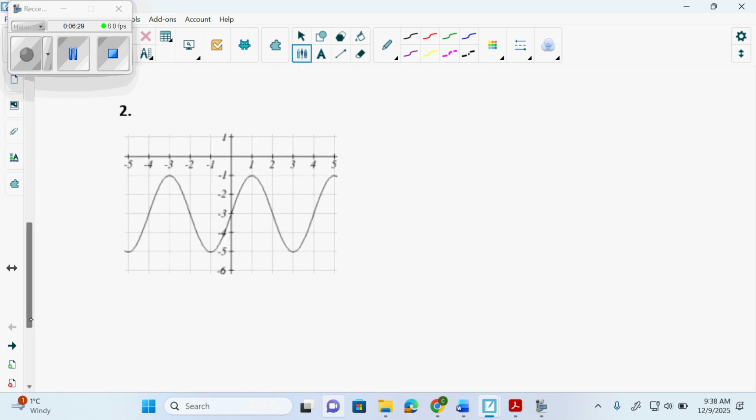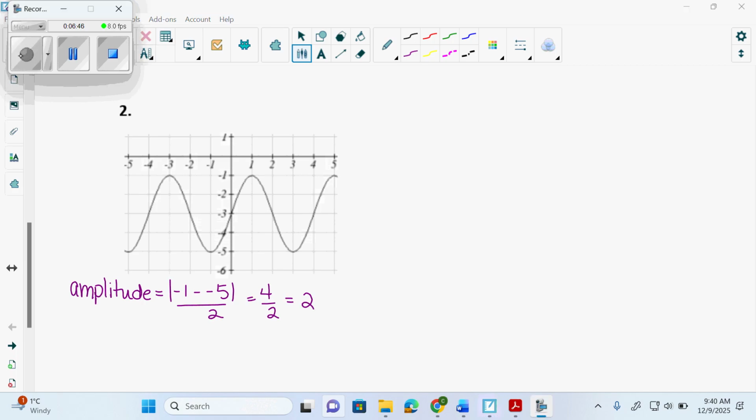Okay, let's try number 2. So we need the amplitude again. The amplitude equals half the vertical distance, or we can do the absolute value of the max minus the min divided by 2, which is 4 over 2, which is 2. So we can count it's 4, half the vertical distance is 2. So I get y equals 2 sine, y equals negative 2 sine, y equals 2 cos, y equals negative 2 cos.